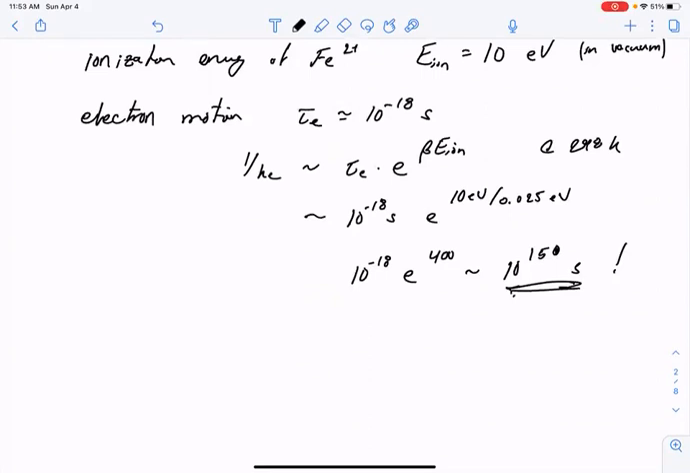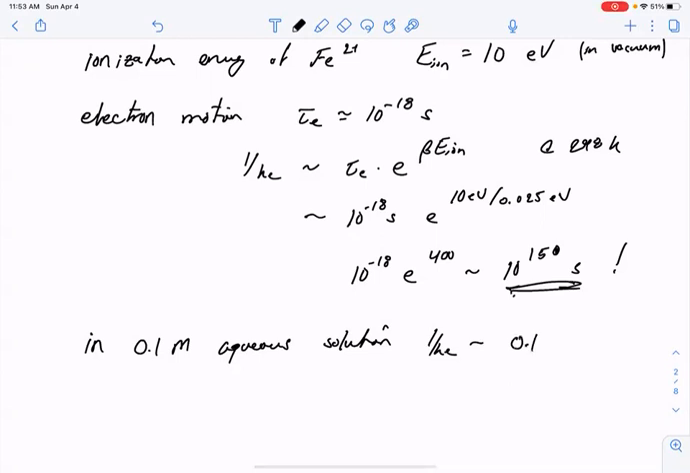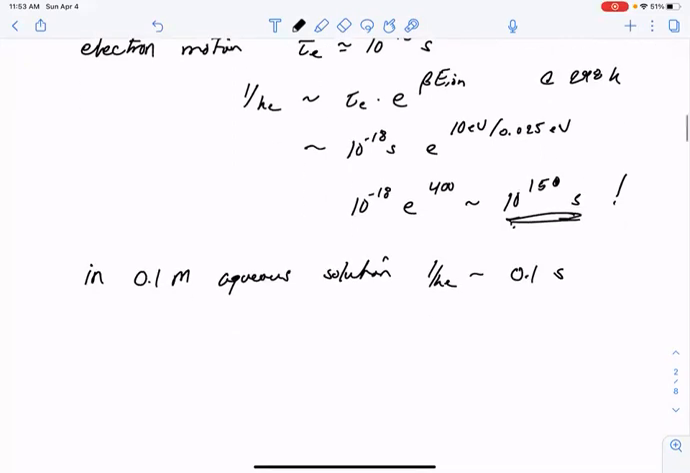Of course, I'm telling you about Marcus's theory of electron transfer because it was an important enough process to describe theoretically. For context, in a 0.1 molar solution, the ferrous-ferric exchange that we just described happens about 10 times a second, or with a characteristic timescale of 0.1 seconds. So clearly still a rare event.